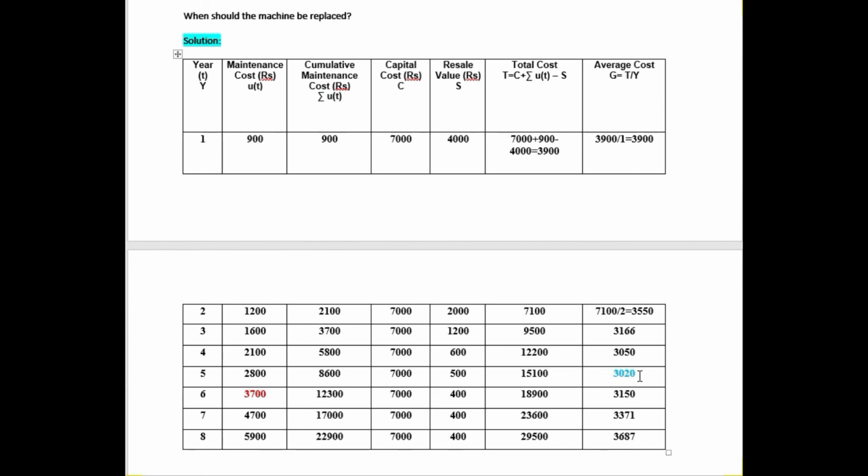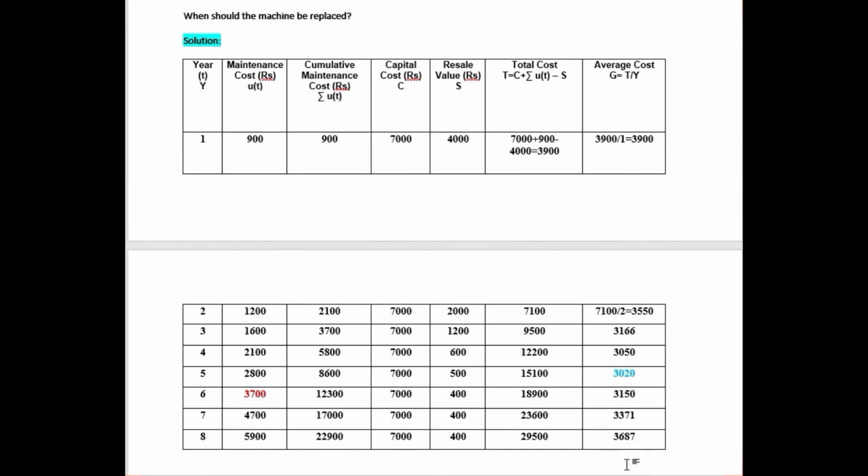So the responsible person immediately has to replace the machine at the end of fifth year. So then only it will be profitable or economically suitable.